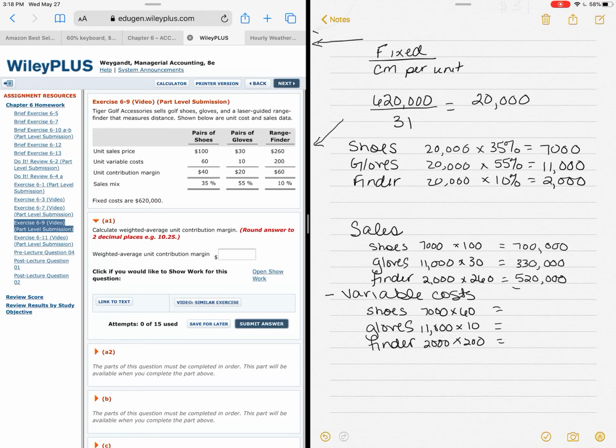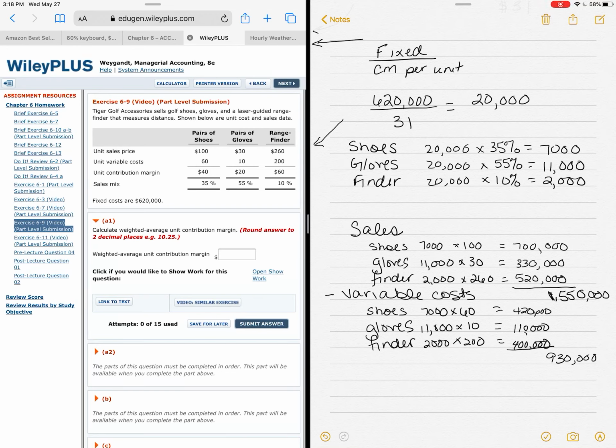So looking at this in total, my total sales were 1,550,000. Let's look at these variable costs. I can do the math. This comes to 420,000, 110,000, and 400,000, giving me a grand total variable cost of 930,000.